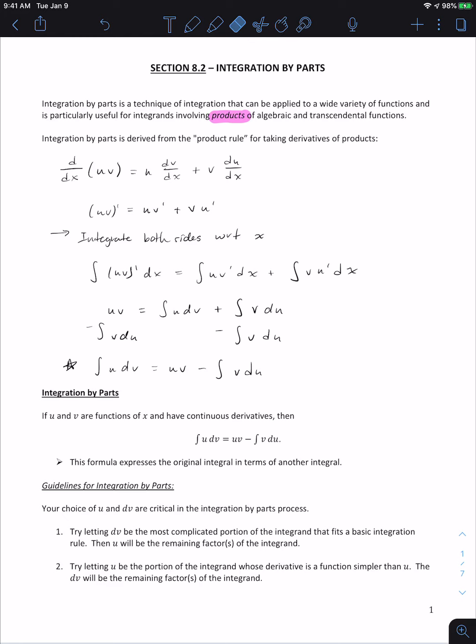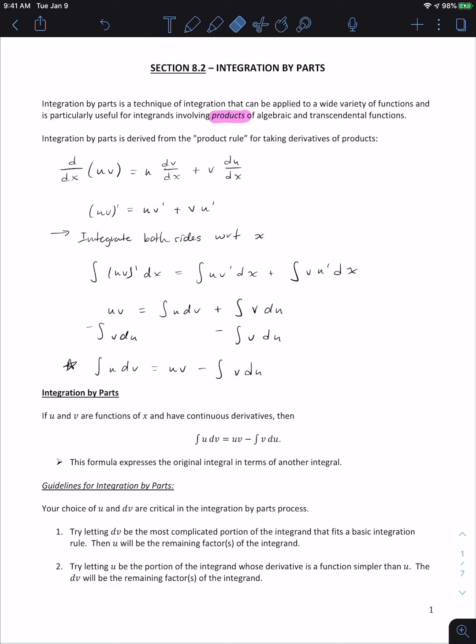So we have some guidelines for how we should choose u and dv. First, we should try letting dv be the most complicated portion of the integrand that fits a basic integration rule. So in other words, make dv as complicated as possible so that you still know how to take its antiderivative, right? And then u is the other factor, again, because these are products. The other thing is try letting u be the portion of the integrand whose derivative is simpler than u. This is the guideline that I think about more often.